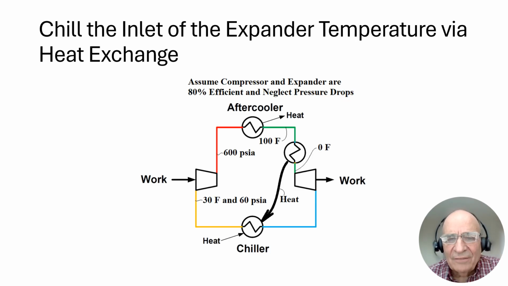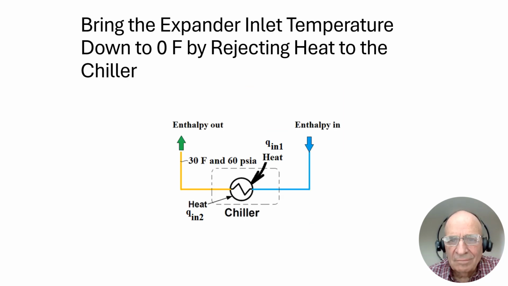Earlier, we looked at having the inlet to the expander at 100 degrees Fahrenheit. Now let's put a heat exchanger in here and exchange heat with the chiller so that the inlet temperature to the expander is 0 degrees Fahrenheit instead of 100 degrees Fahrenheit. Let's see how that affects the outlet temperature of the expander, which is the inlet temperature to the chiller. Now we're going to bring the inlet to the expander temperature down to 0 degrees Fahrenheit by exchanging heat from the inlet to the expander to the chiller.